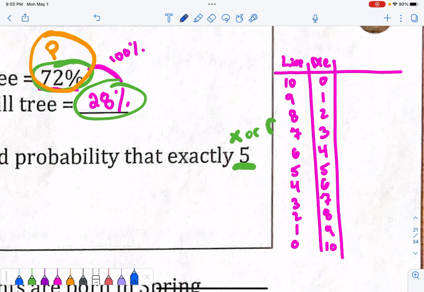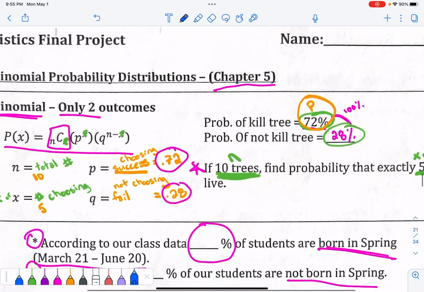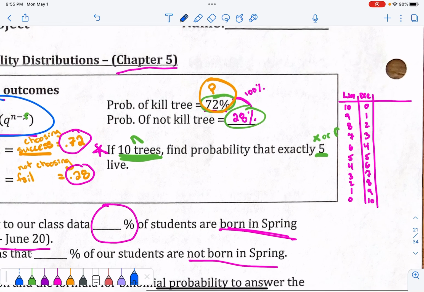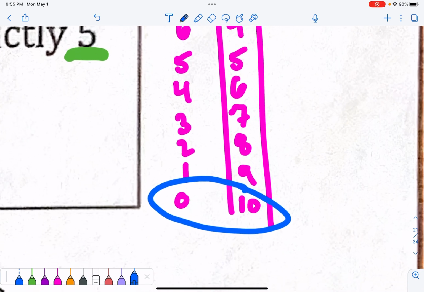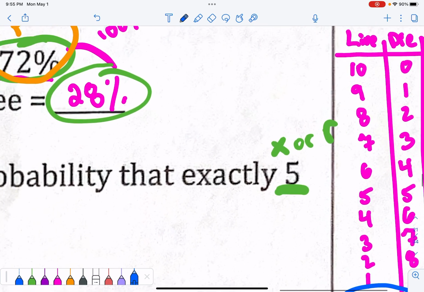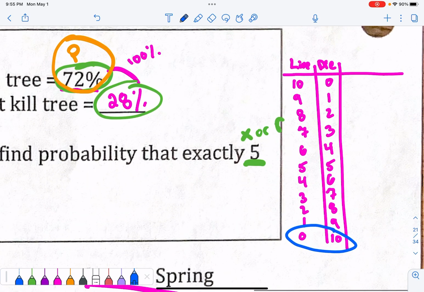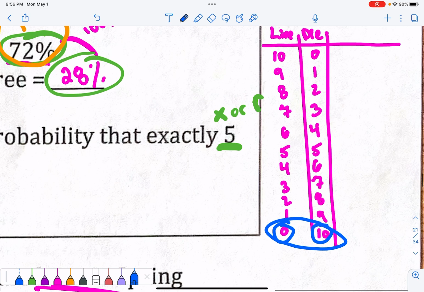Like I could have this one where 6 trees live and 4 trees die, right? Out of the 10, right? And the chances of that happening are broken down into this formula right here, okay? Let's do the bottom one, because the chances of the bottom one happening are a lot bigger, right? If I have a 72% chance of killing trees, then the chances of 0 of them living and all 10 of them dying might be higher than this, right? If I have a 72% chance of killing a tree, all 10 of them living is probably not going to happen, right?